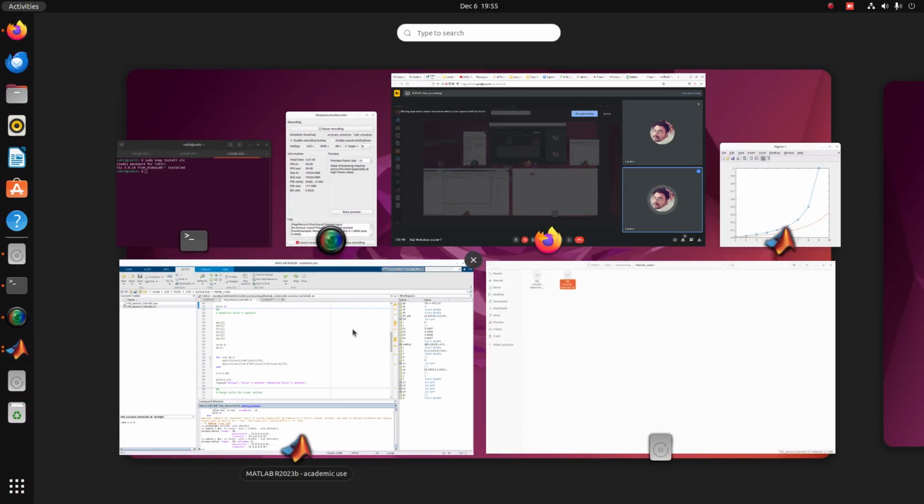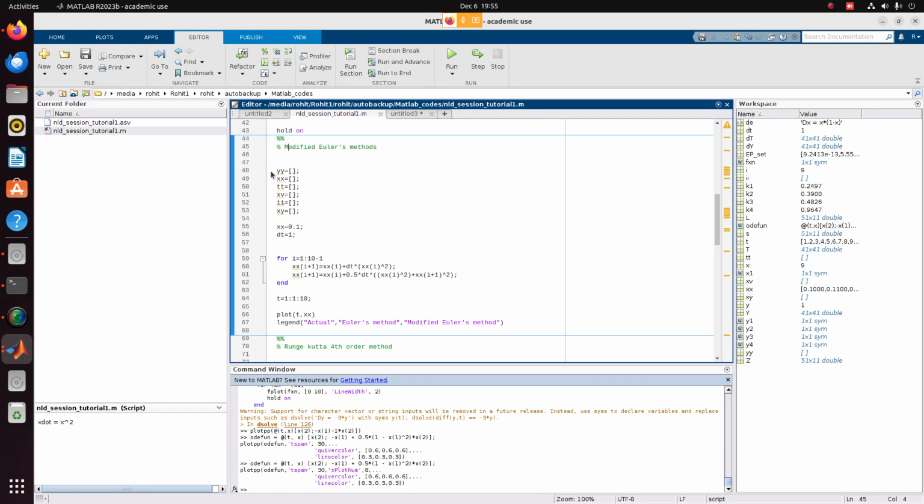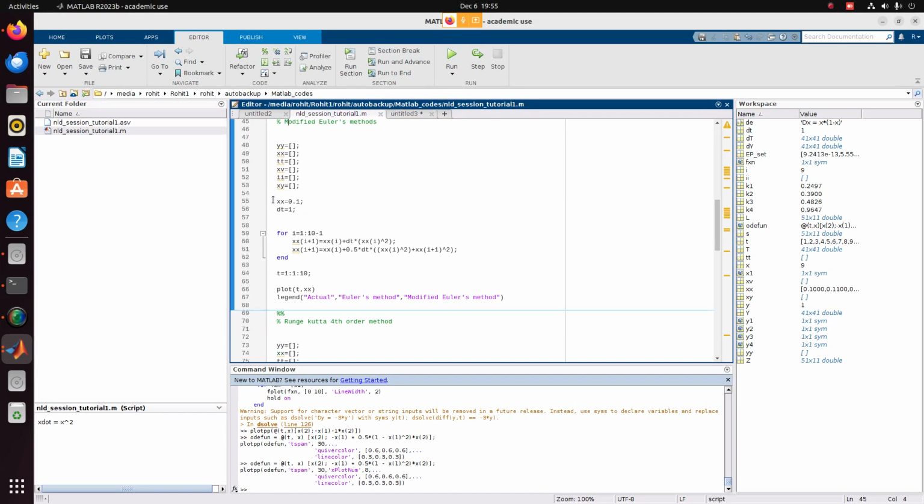Yeah. So now in the modified Euler's method, as previously, you will mention the initial conditions and delta t, and for the initial point you need to find the initial values. So x_{i+1} will be x_i plus delta t times x_i square. This is the normal Euler method.